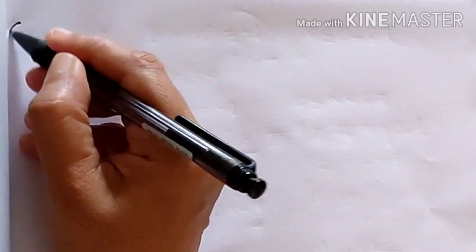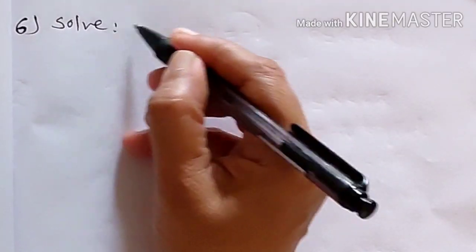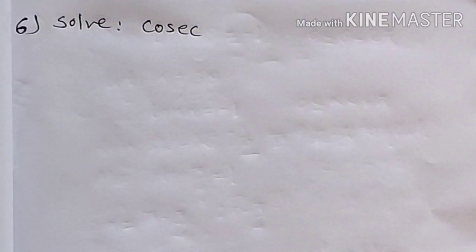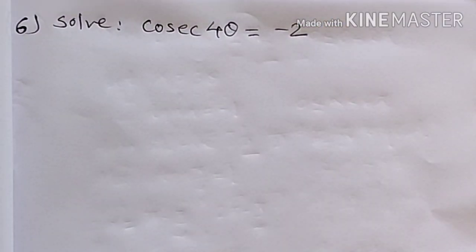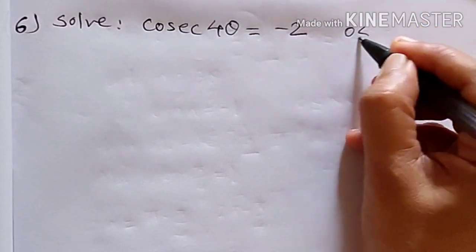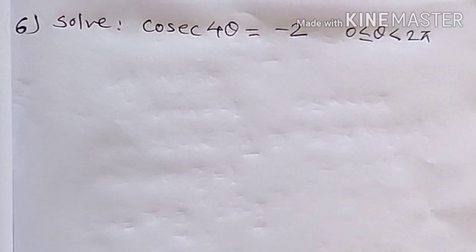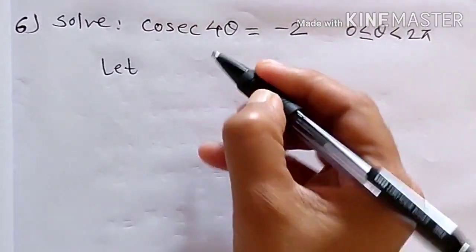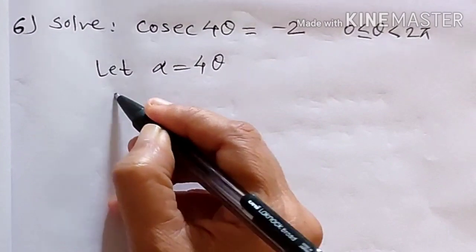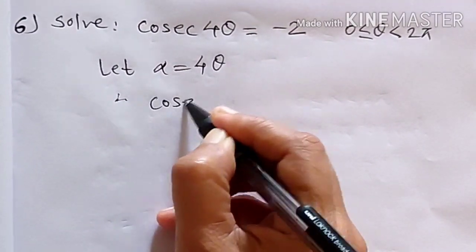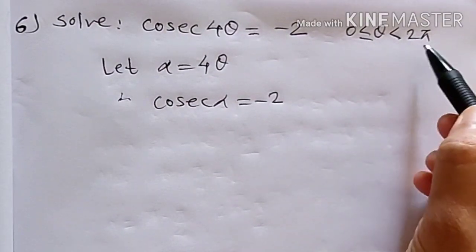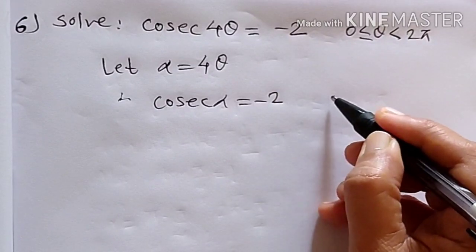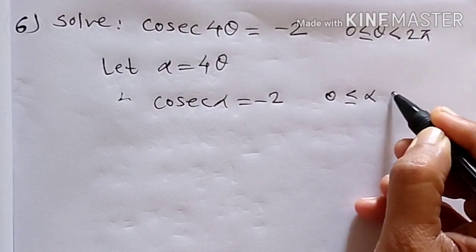Next, let's consider a higher order. Now solve cosec of 4 theta is equal to minus 2. The principal solution we want to find, so we know that theta lies between 0 to 2 pi. Let alpha be equal to 4 theta. So now our equation is cosec of alpha is equal to minus 2, where alpha lies between, now theta is between 0 to 2 pi, so 4 theta will be between 0 to 8 pi.